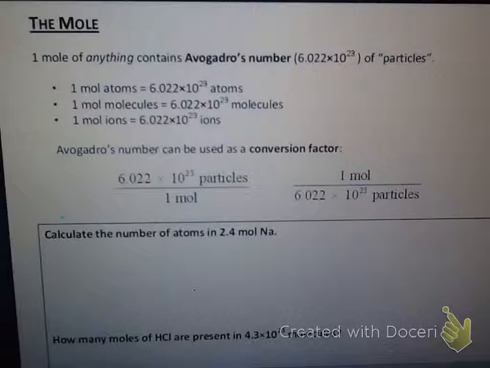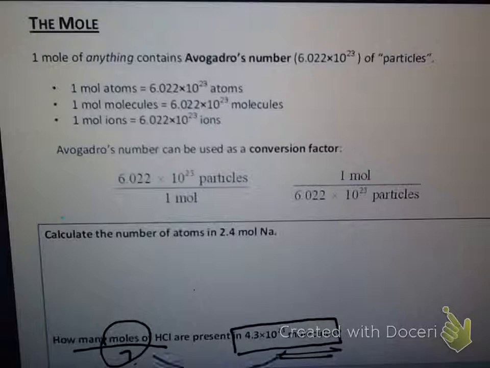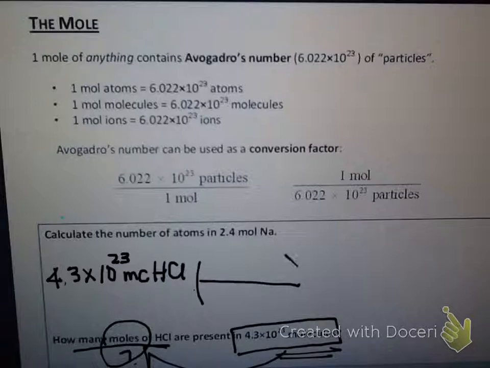Alright, let's look at another example of how we could use the mole to 6.022 times 10 to the 23rd conversion factor. This question says, how many moles of HCl, so we want to know how many moles this time, are present in a sample that has 4.3 times 10 to the 23rd molecules. Alright, so here we're given molecules and we want to convert it to moles. So let's write down what we're given. 4.3 times 10 to the 23rd, and here's where I abbreviate molecules of HCl. And we want to know how many moles.